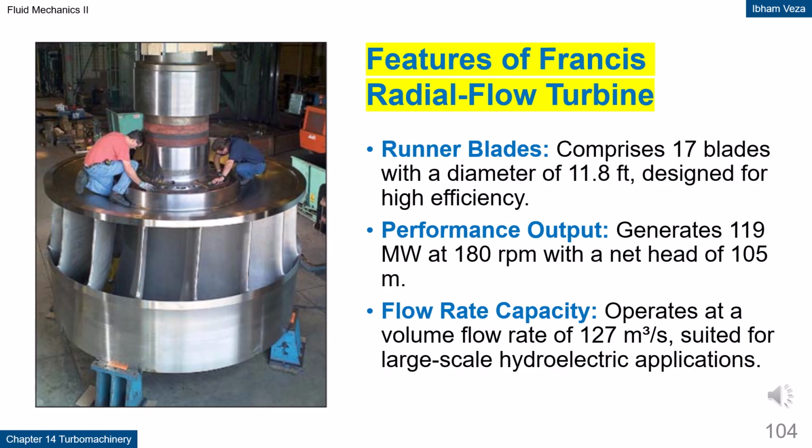Francis radial flow turbine. This Francis radial flow turbine is shown as an example of a large-scale application with a very large runner diameter. With 17 blades, it is designed to produce hundreds of megawatts at medium to high head. The large flow rate indicates its capacity for large hydroelectric power plants. The combination of runner geometry and operating conditions determines the overall efficiency of the system. This example emphasizes how mechanical and hydraulic design must work together.